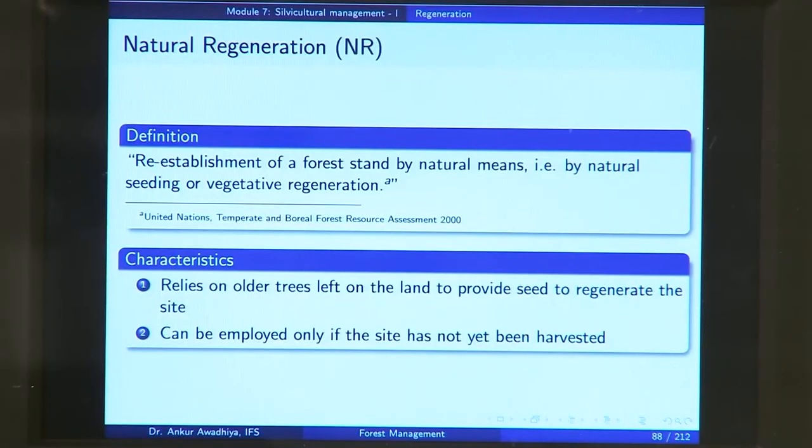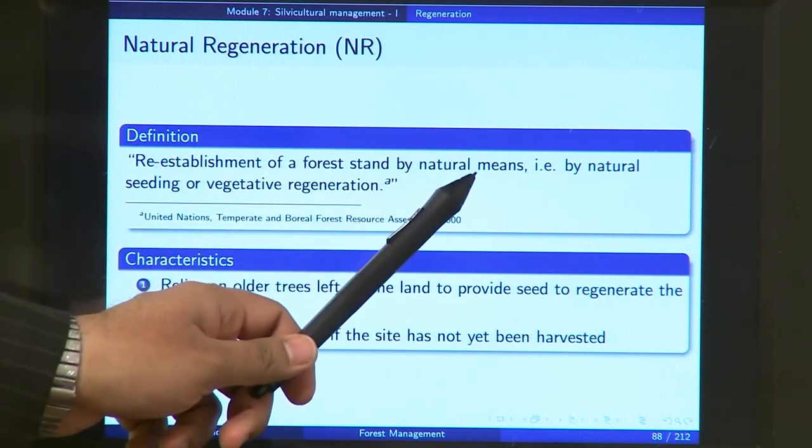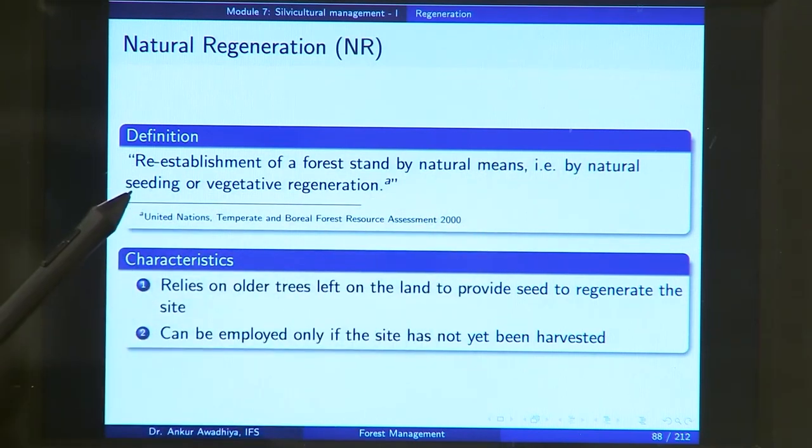So, let us now have a look at natural regeneration. Natural regeneration is defined as re-establishment of a forest stand by natural means, that is by natural seeding or vegetative regeneration. So, we are re-establishing the forest stand by natural means, and there are two natural means. One is natural seeding. So, a number of trees produce their fruits which have the seeds, and these seeds, when they are released into the environment, they germinate and form the new seedlings. Or the other option is vegetative regeneration.